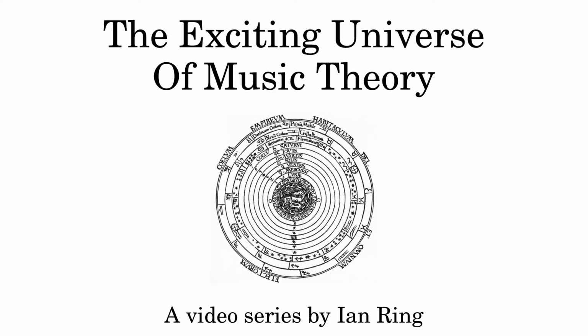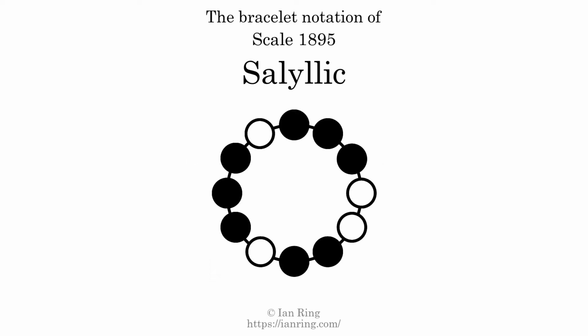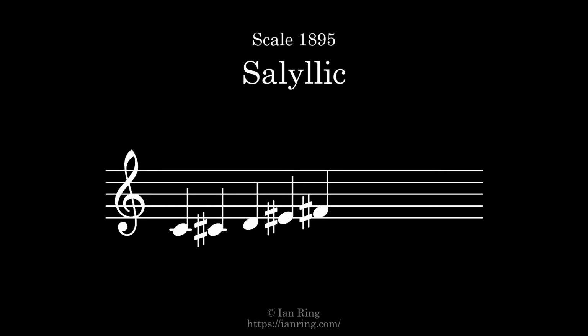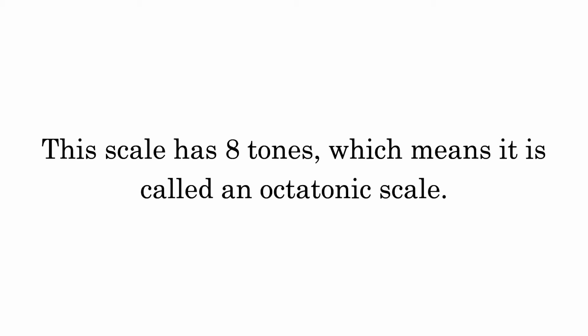Welcome to the exciting universe of music theory. Are you ready to learn? Then let's begin. Today we will talk about scale 1895, Salyllic, which sounds like this. This scale has 8 tones, which means it is called an octatonic scale.